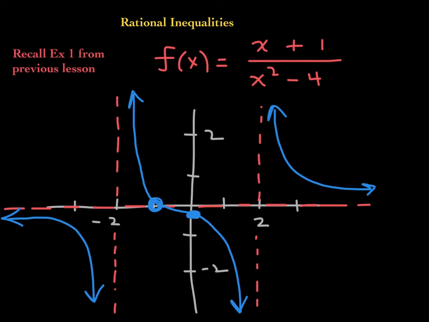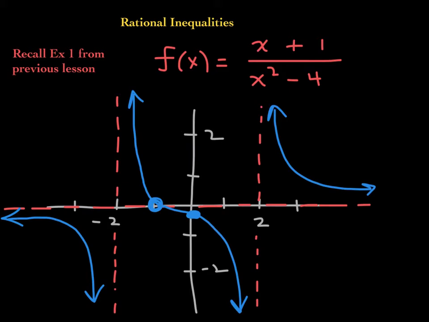Now to get this started, I want us to look back at example 1 from the previous lesson. You may need to flip back in your notes, but if you do, you'll find that our function was (x + 1) over (x squared minus 4), and this was the graph. We worked really thoroughly to get this graph, okay? And so what we're going to do is answer some questions regarding a rational inequality by looking at this graph, okay?